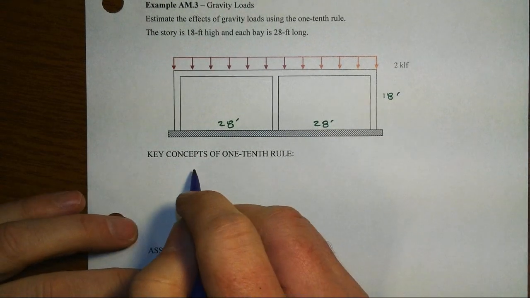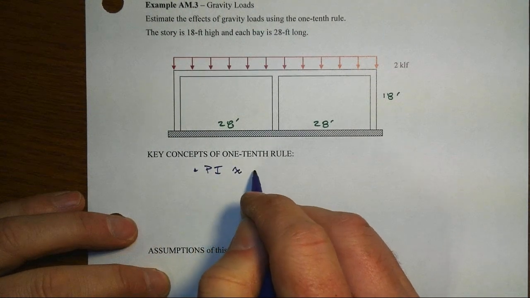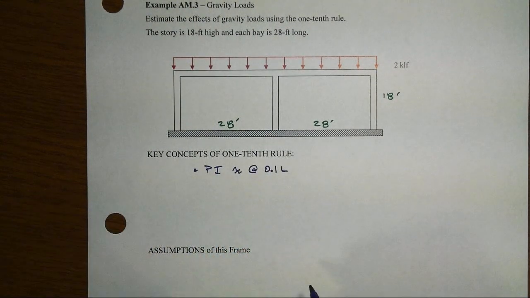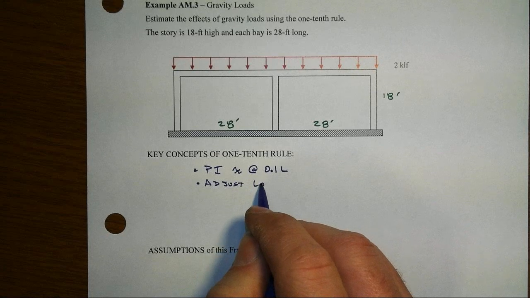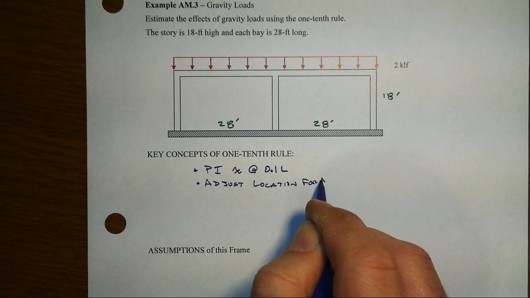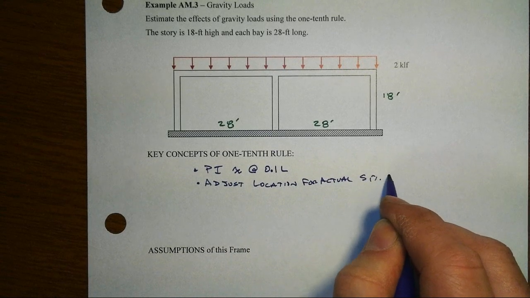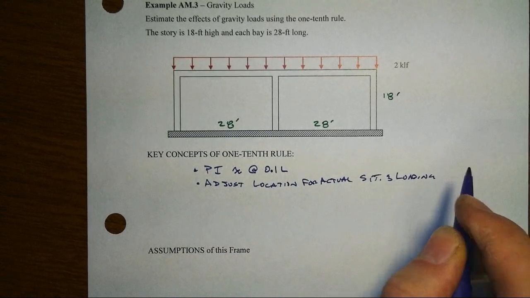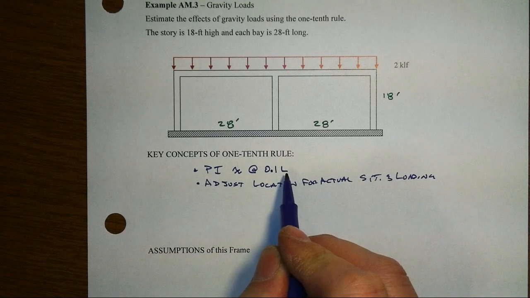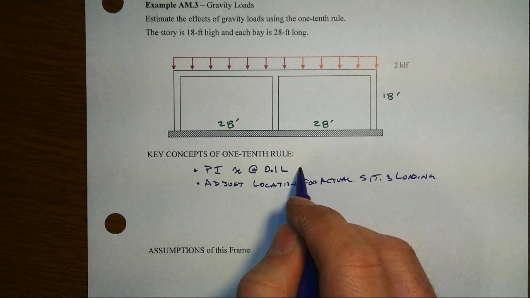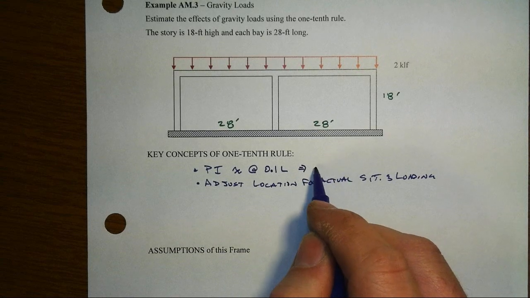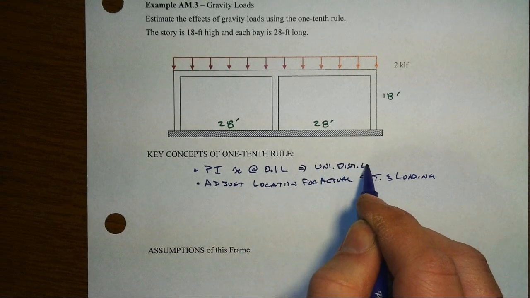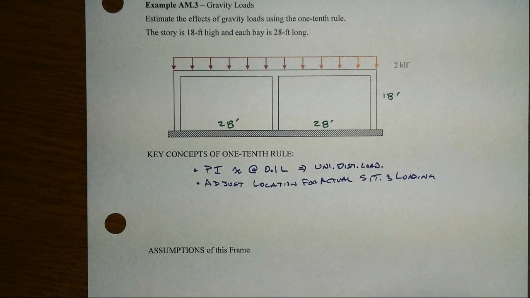So again, key concept here: points of inflection approximately at 0.1 L of the span. Adjust location for actual situation and loading. Right? So notice this 0.1 L is a compromise between those various different scenarios that you saw, including that extreme of a pin-pin or a simply supported beam. That was all associated with a uniformly distributed load. Other loading patterns might get you about the same thing. Hard to really tell. Right?